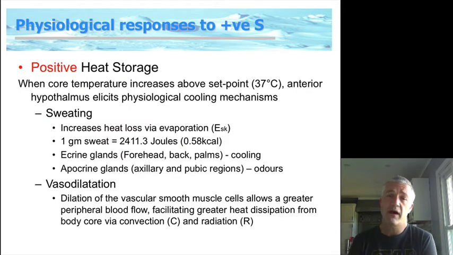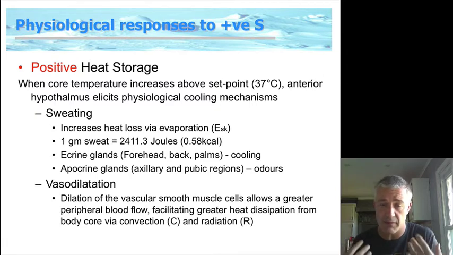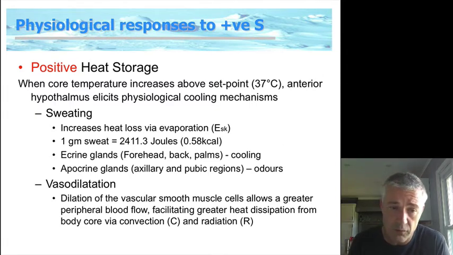So when we have positive heat storage, we start getting above our set point. What's going to happen here is the hypothalamus is going to start activating cooling mechanisms. So we are going to sweat, get that heat loss through evaporation. To get rid of 1 gram of sweat, it takes a decent amount of energy. We can sweat through a number of different types of sweat glands, but it's mainly those eccrine or merocrine sweat glands that are on the forehead, the back, the palms. These are going to help to cool us off.